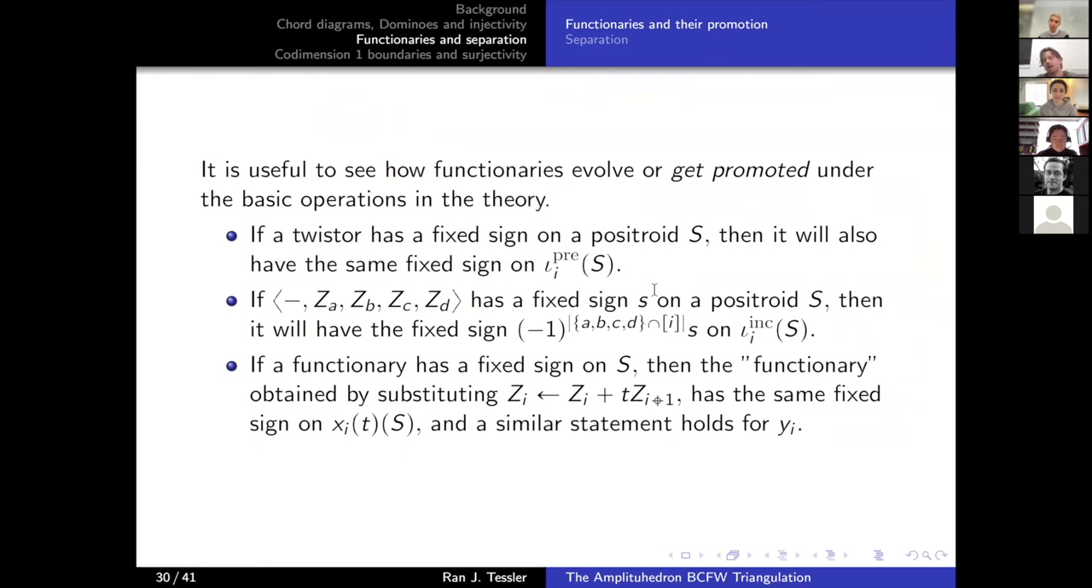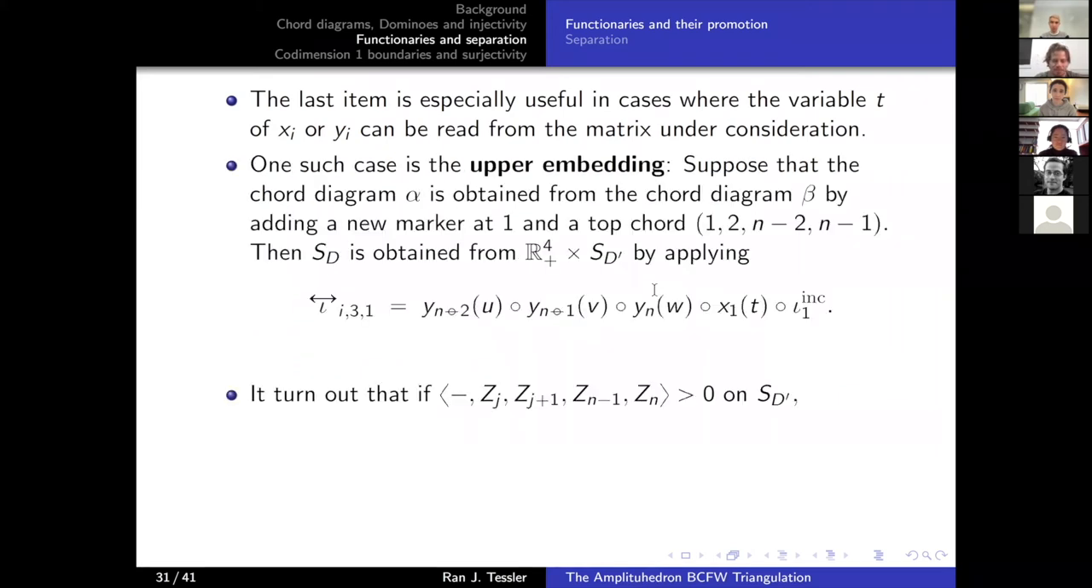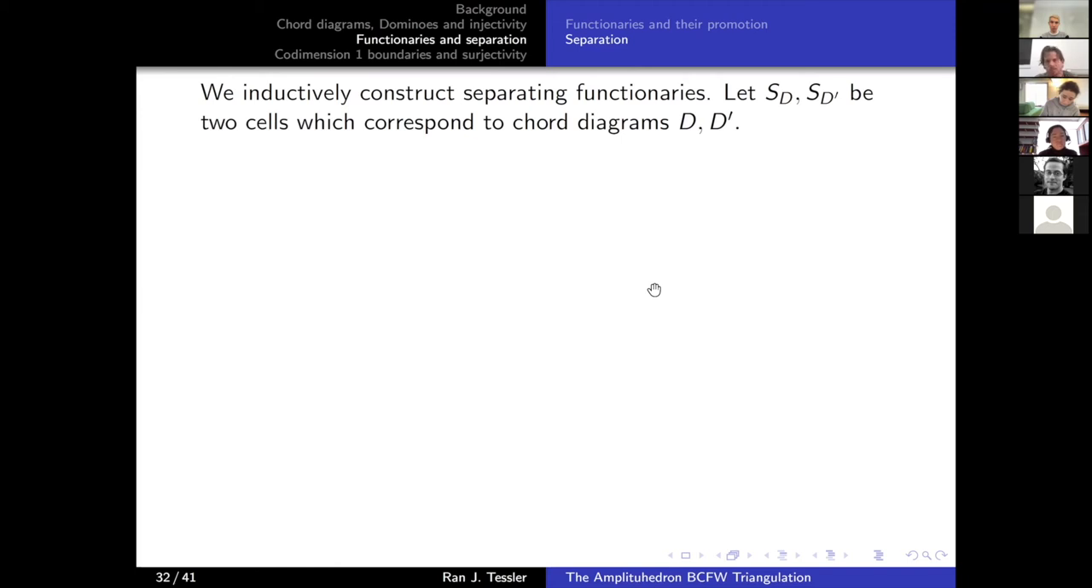This is how, starting from twistors, we can get more general functions which have a constant sign on different cells and which allow us to separate. If you want, we can go back to it in the discussion part, or not, whatever you want. But now let's see how we can use the functionaries to separate. We use an inductive argument. Let SD and SD prime be two cells that we want to separate, which correspond to two chord diagrams, D and D prime.